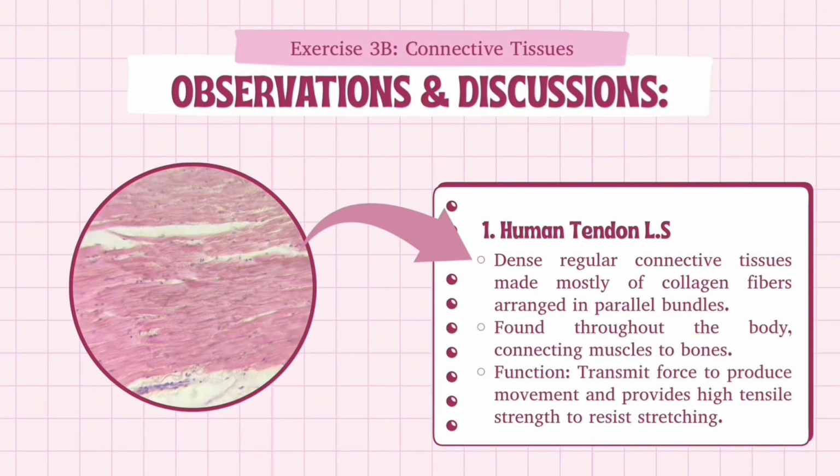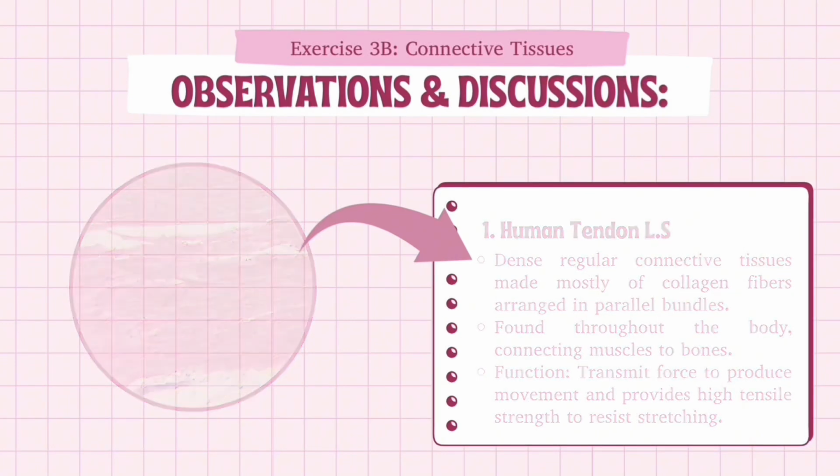So, moving on, here are the observations from each connective tissue slide examined. First, human tendon. Tendons are dense regular connective tissues made mostly of collagen fibers arranged in parallel bundles. Tendons connect muscles to bones, transmitting the force generated by muscle contraction to produce movement. Their dense collagen provides high tensile strength to resist stretching.